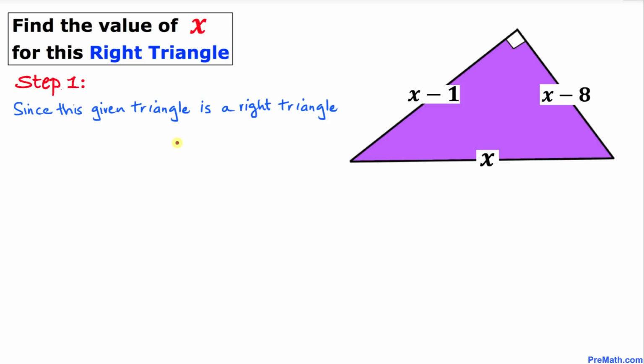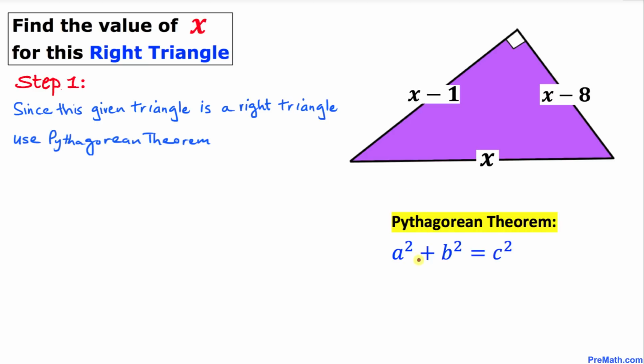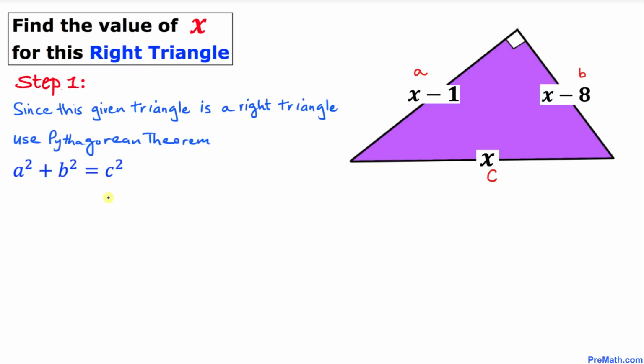And here's our very first step. Since this given purple triangle is a right triangle, we are going to use the Pythagorean theorem. Here's our Pythagorean theorem: a square plus b square equals c square. Let's focus on the purple triangle. Here the longest side is this x part. I'm going to call this longest side c, and I'm going to call the other sides a and b. And here's our Pythagorean formula. Let's go ahead and fill in the blanks.